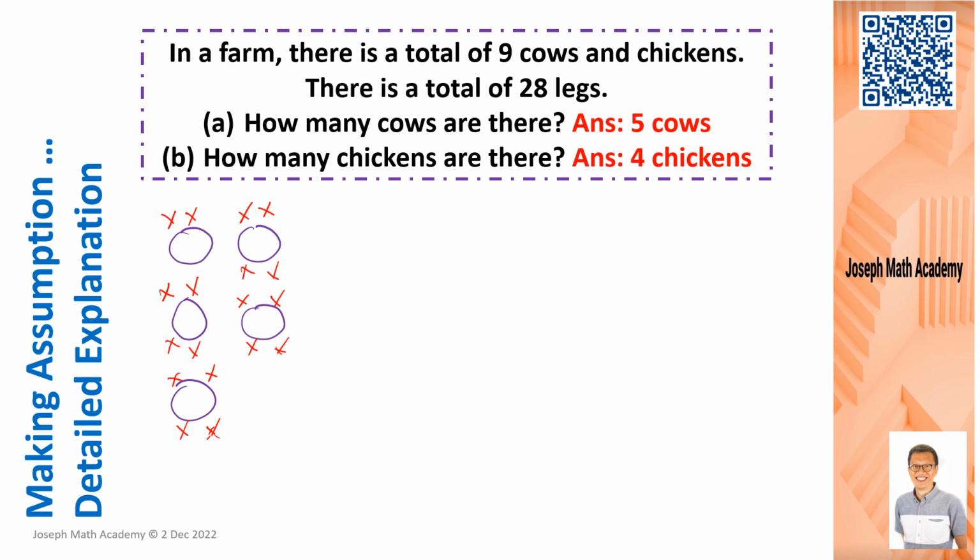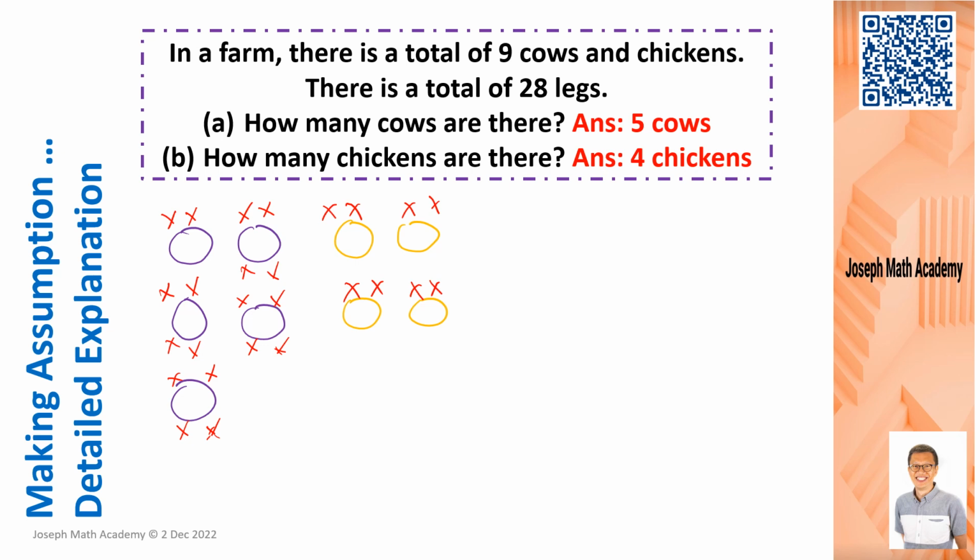Okay, and we all know that we have 4 chickens, right? So 1, 2, 3, and 4. Again, draw in the legs. So if you count all the crosses, there should be a total of 28 crosses, 28 legs. And there are 9 circles, 9 animals. 5 are cows and 4 are chickens. All right, if you use guess and check, you should know the answers are 5 cows, 4 chickens.